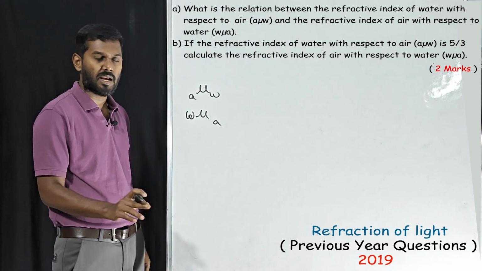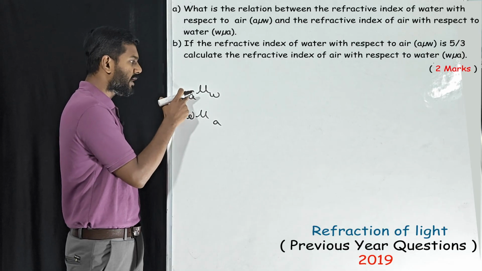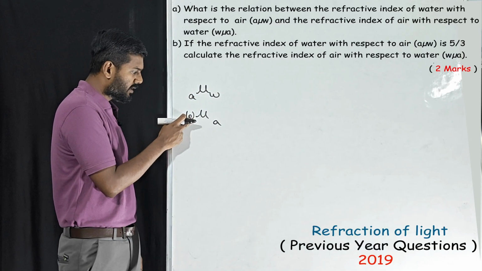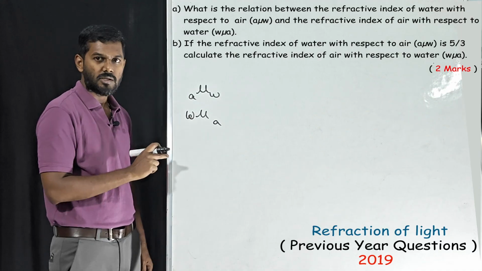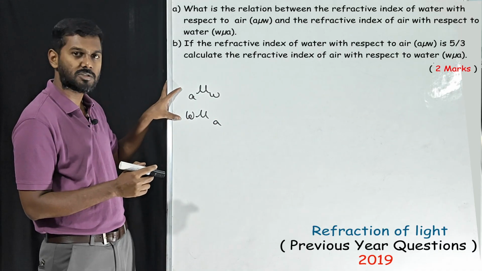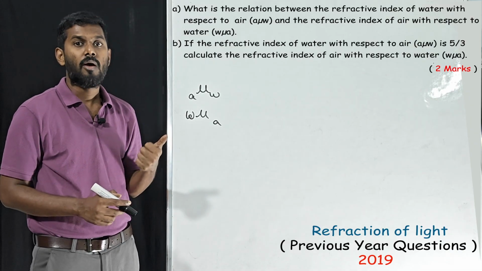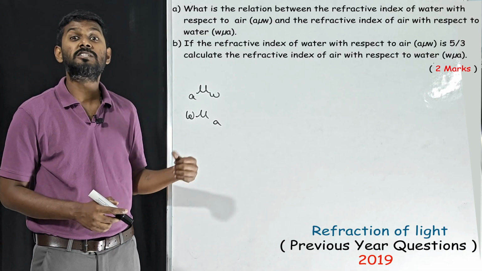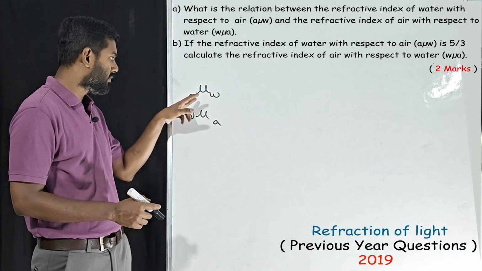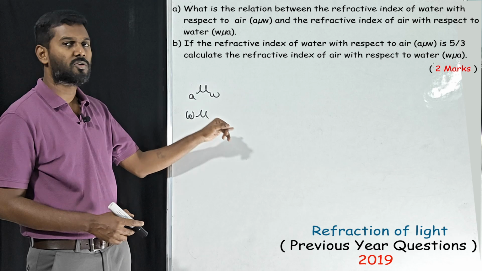Here you need to understand the ray is entering from air to water. Here the ray is entering from water to air. So what is the relation between these two? First tell me, these two refractive indices are related to which principle in refraction? Principle of reversibility. The ray is entering from air to water and again from water to air.